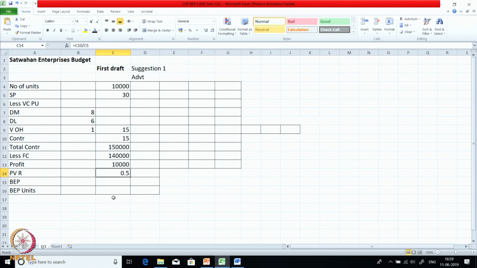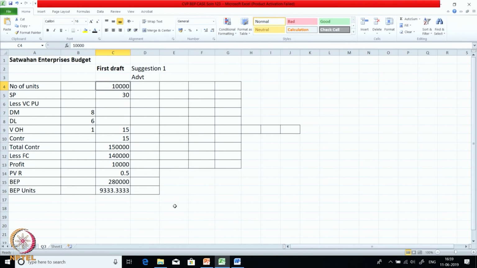What is the break even point? FC upon PV ratio. So 2,80,000, and the break even point in units is 9333.33. So you can see they are just operating a little above break even. That is why the profit is very low.